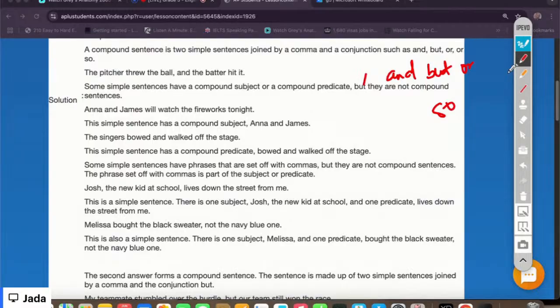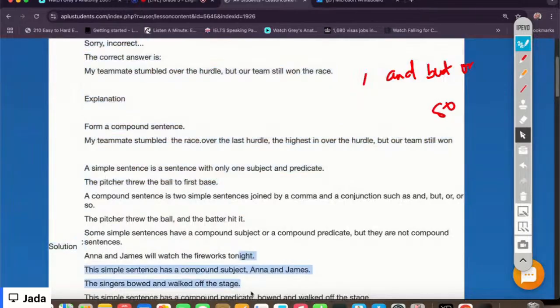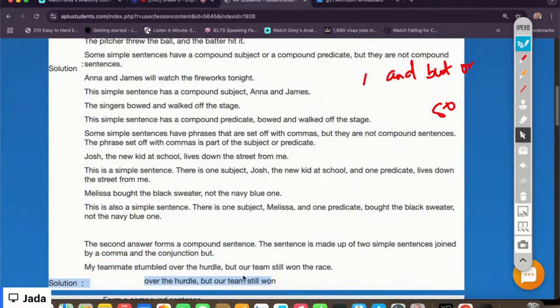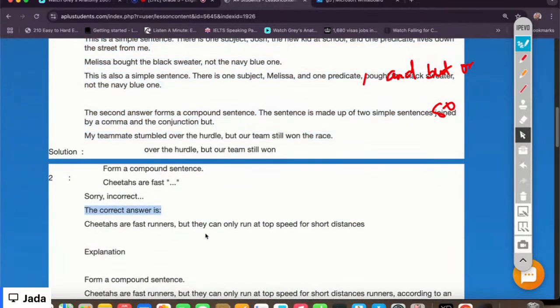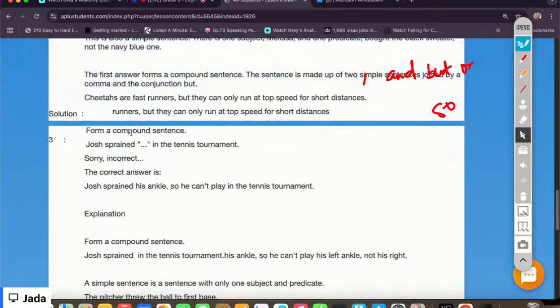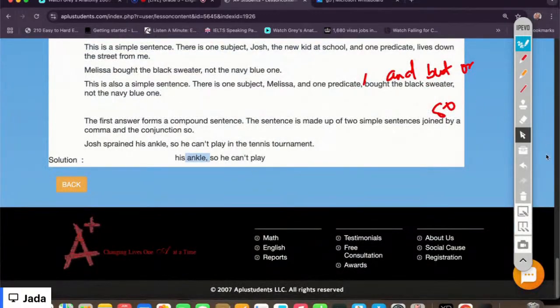Okay? All right, so let's see. Form a compound sentence. My teammates stumbled dash the race. And forming a compound sentence, we will say what? Over the hurdle, but our team still won. Cheetahs are fast runners, but they can only run at top speed for short distances. Josh sprained dash in the tennis tournament, so his ankle, so he can't play.